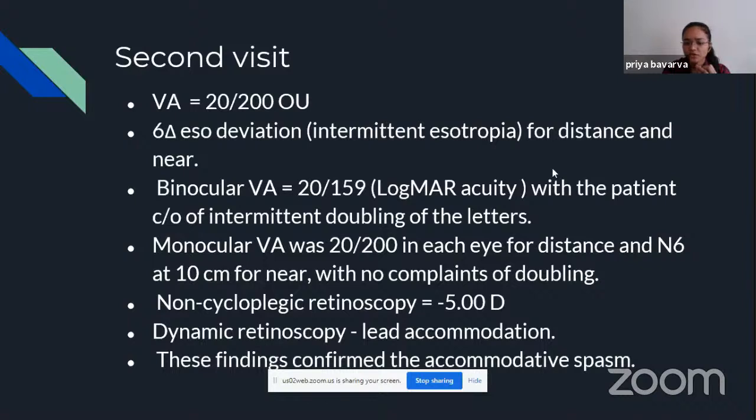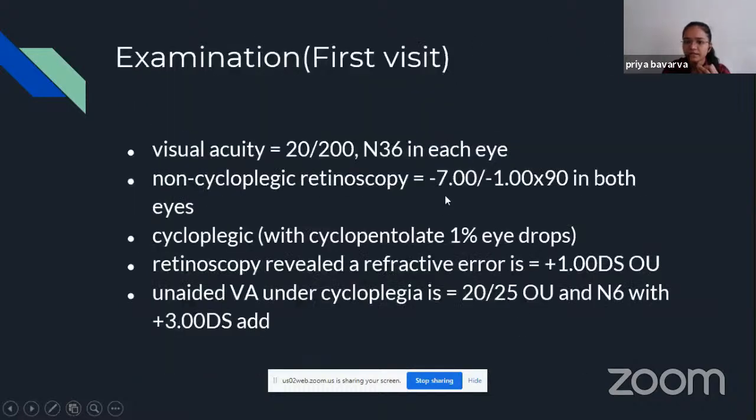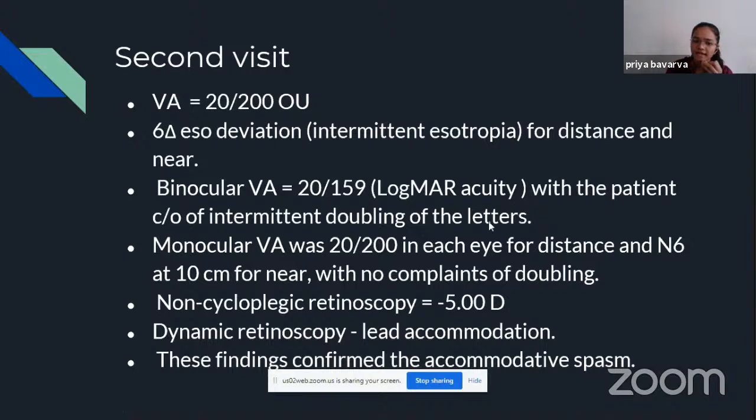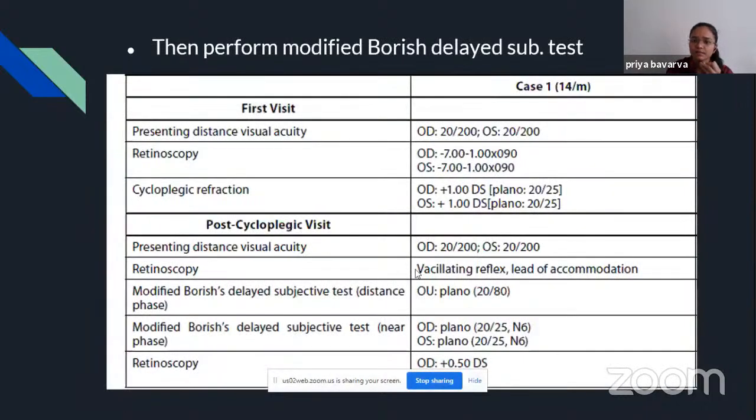And non-cycloplegic retinoscopy is -5. You can see here a fluctuating reading comes up, the -5, while in our first visit the patient's refractive error was -7 with -1 at 90°. The dynamic retinoscopy shows a lead of accommodation, and after performing all these tests, the patient's finding is a lead of accommodation, and the examiner confirmed that this is a case of accommodative spasm. Then the examiner performed the modified Borish delay subjective test, and after both follow-ups these readings came up.